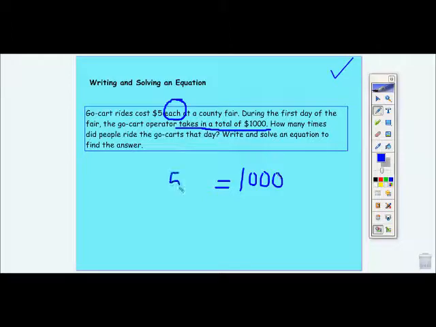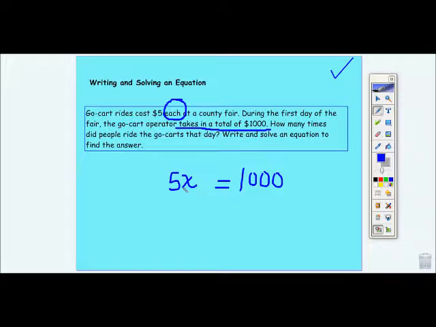So if it was $5 each, let's go ahead and use the variable x. That's the most popular variable. So it was $5 for each, but we don't know how many each, so that's going to be my variable. 5x equals 1,000. I think I have this slightly different than the one in the book, so I'm going to continue the one that I copied down instead.